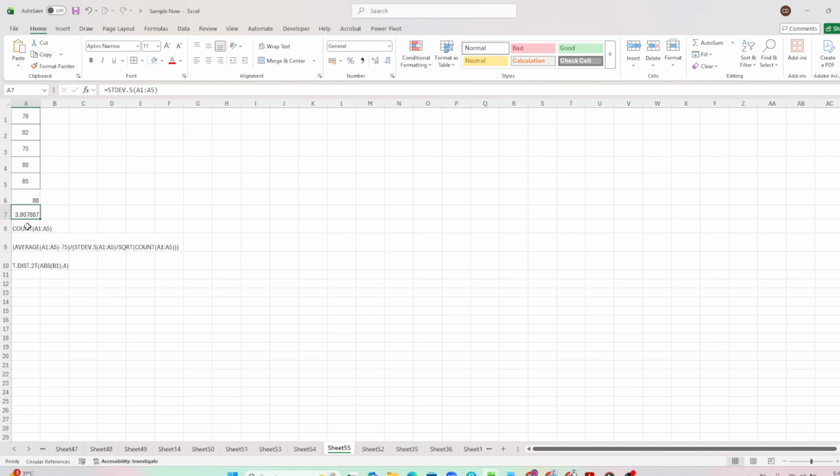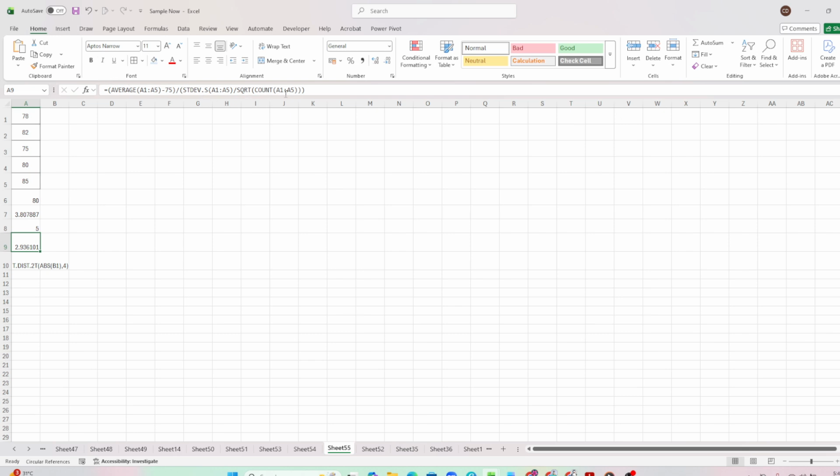With those pieces, compute the t statistic. In an empty cell, enter =(AVERAGE(A1:A5)-75)/(STDEV.S(A1:A5)/SQRT(COUNT(A1:A5))). This bundles the steps into one formula, the difference between the sample mean and 75 divided by the standard error. With these numbers, you should see a t-value of about 2.85.